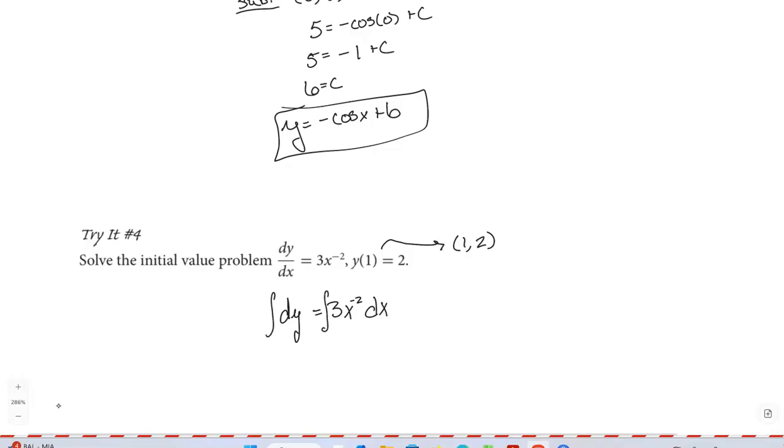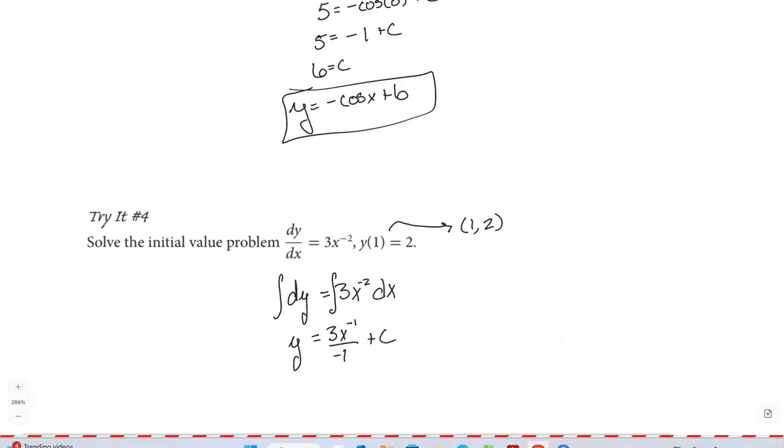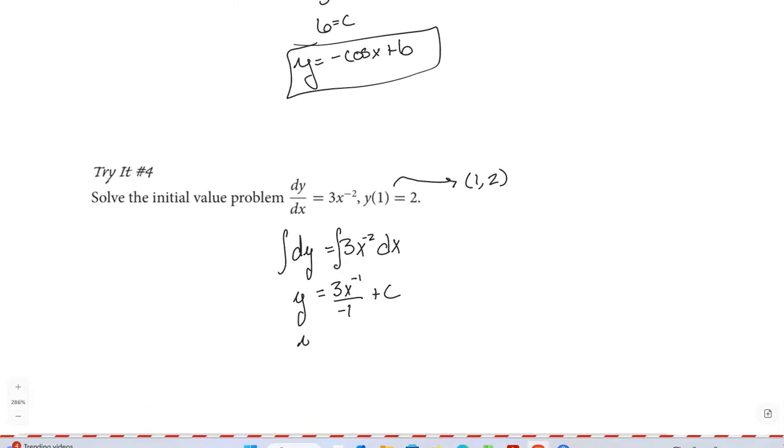When I integrate dy, I'm going to get y. When I integrate here, I'm going to add 1 to the exponent. Negative 2 plus 1 is a negative 1, divided by negative 1. And then I need a plus c, and I'm going to put that plus c on the right-hand side. So I'm going to have y equals negative 3 over x plus c.